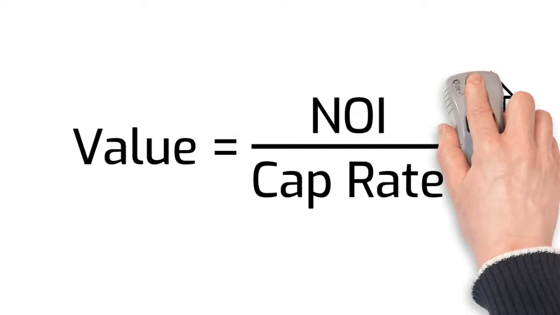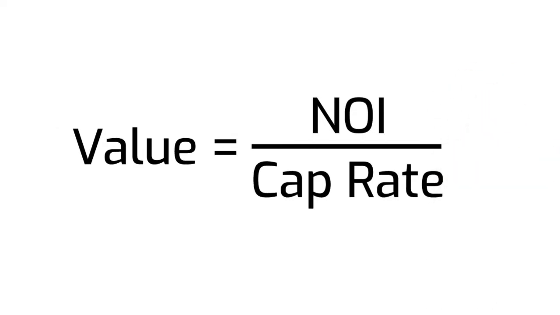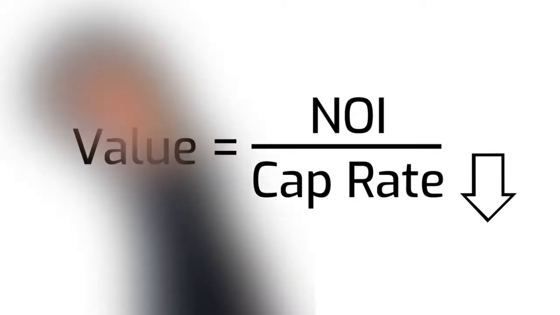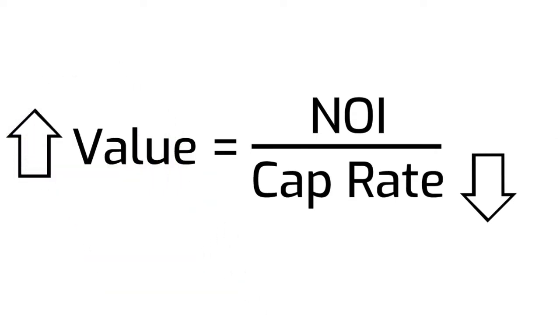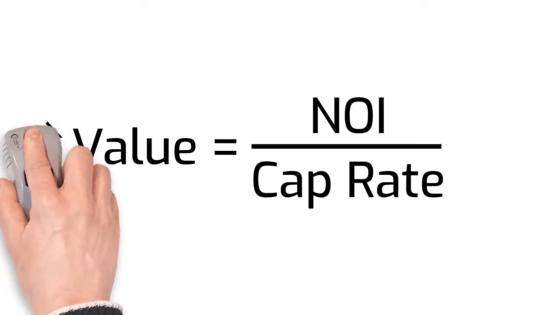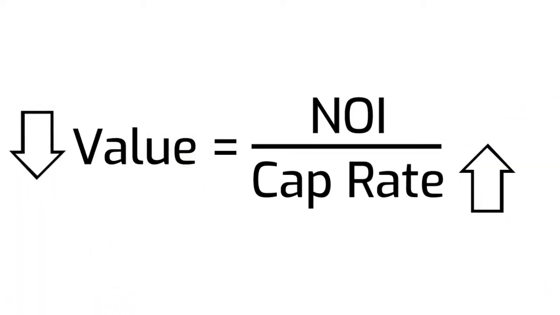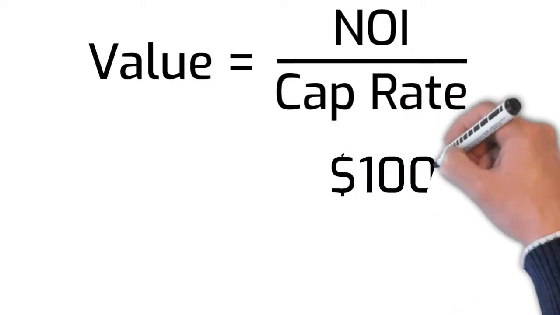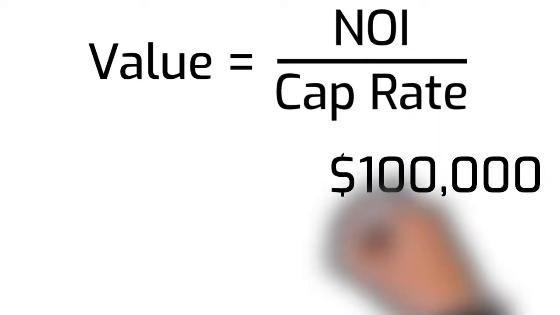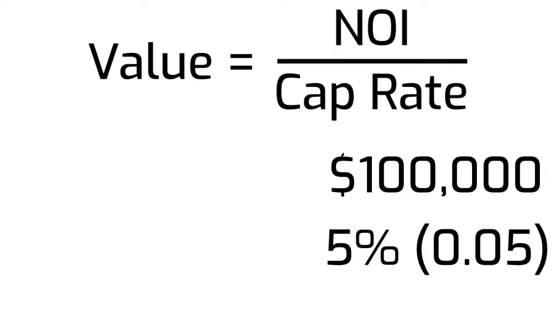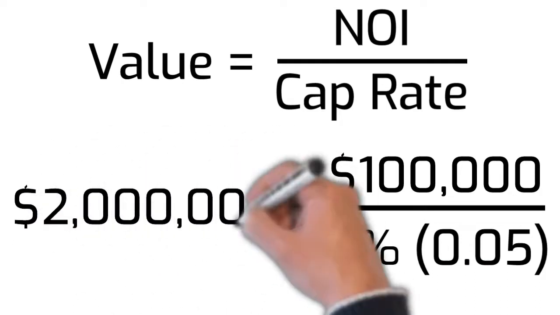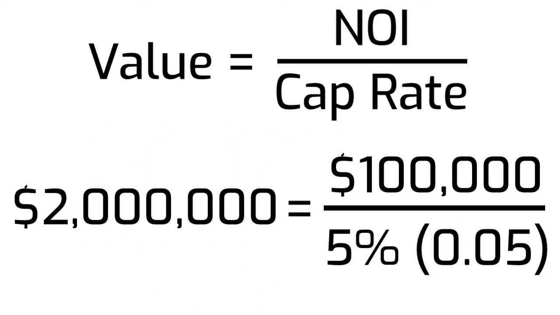Since cap rate is in the denominator of our valuation equation, we can see that as cap rates in an area decrease or compress, the property values in that area increase. If cap rates increase, property values decrease. Let's look at an example. Say our NOI over the last year was $100,000 and the current cap rate of our given submarket is 5%. The value of our property is $100,000 divided by 0.05 or 5%, which equals $2 million.